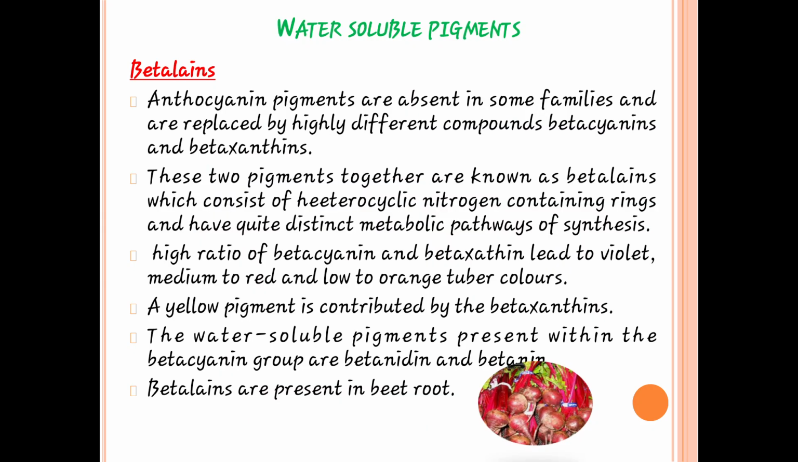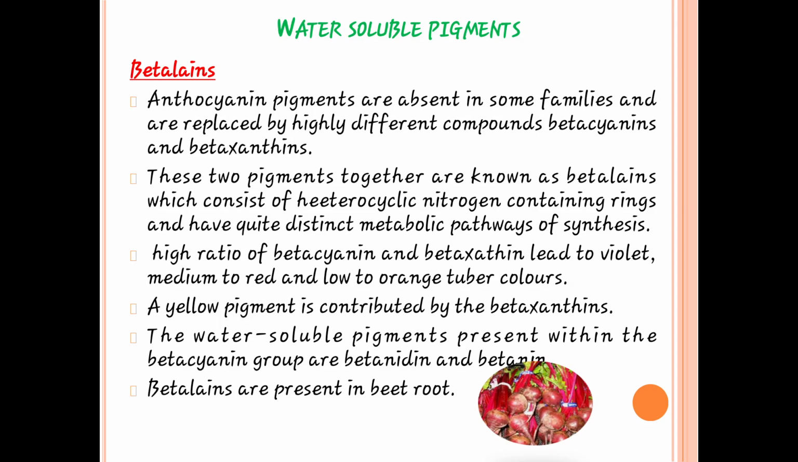Next one, betalain. Betalain is a pigment similar to anthocyanin, but it is composed of two different compounds, that is betacyanin and betaxanthin. These two pigments together are known as betalain. Betalains, which have betacyanin and betaxanthin, consist of a heterocyclic nitrogen containing ring and have quite a distinct metabolic pathway of synthesis.